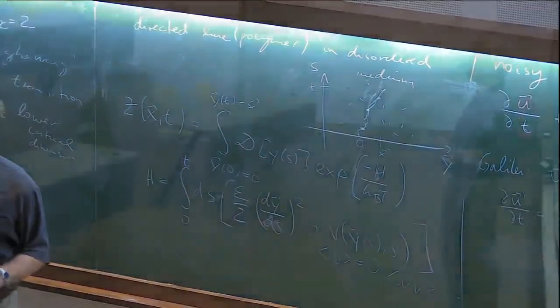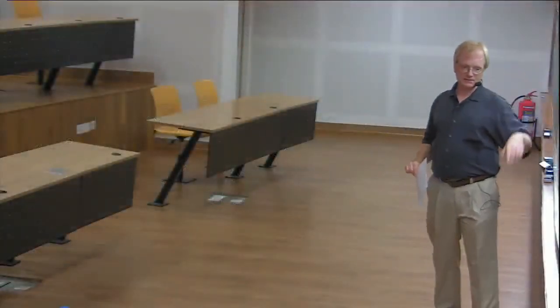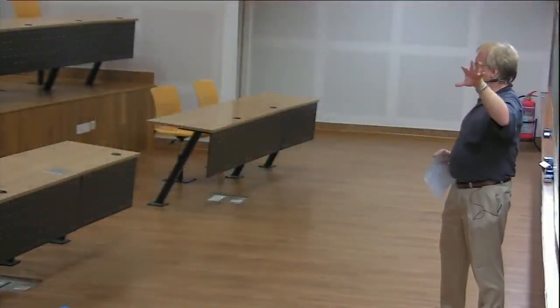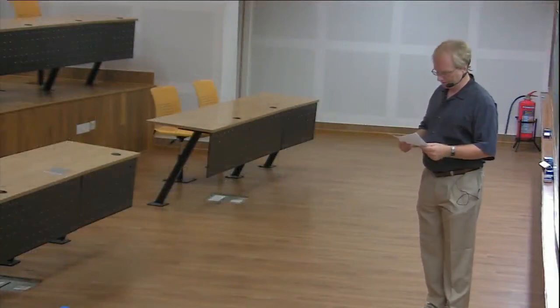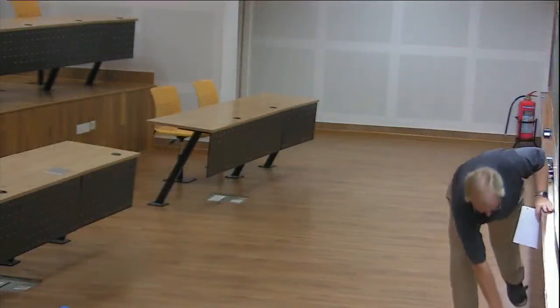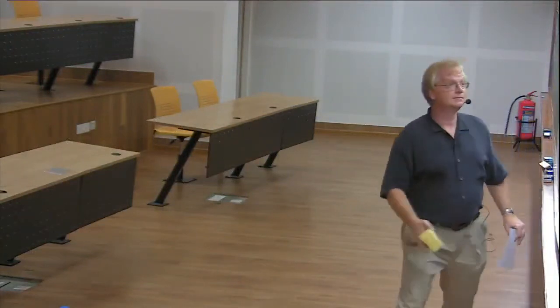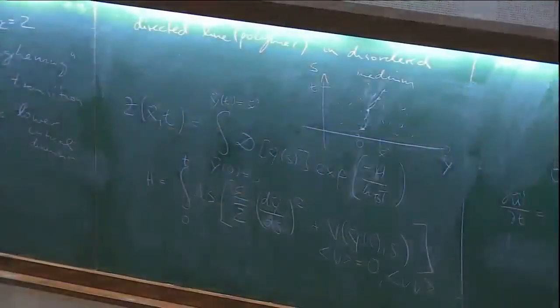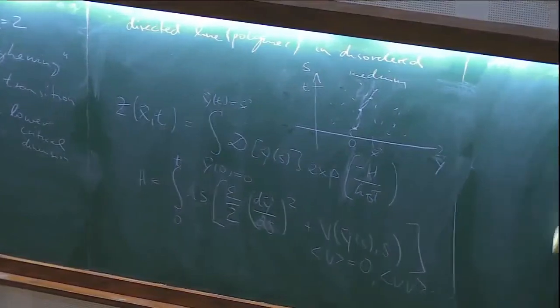Comes with delta of x minus x prime, comes with delta of t minus t prime with some strength, which I'm too lazy to write down. So this is just the partition function for that. Right? Single line.